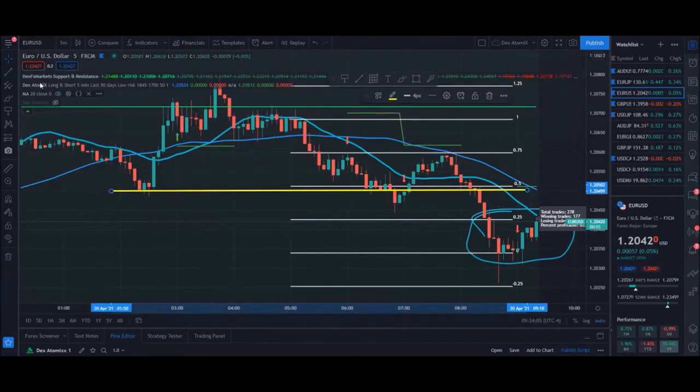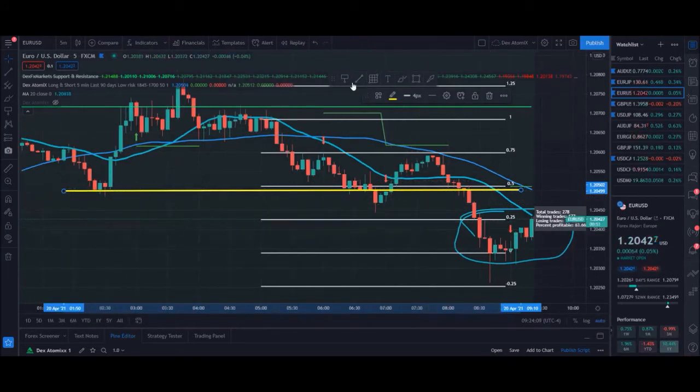And it says, okay, for the Euro USD at this time, hang on one second, there we go.